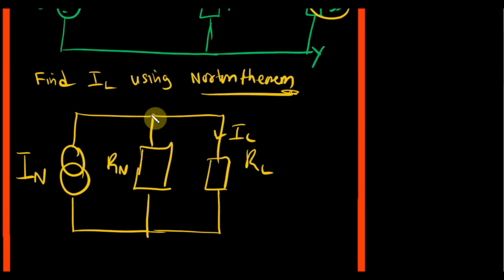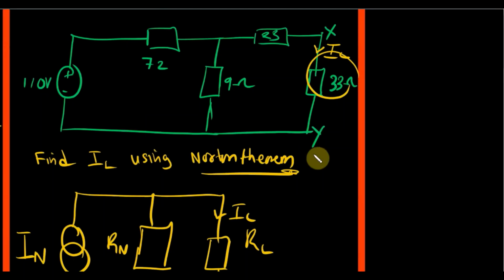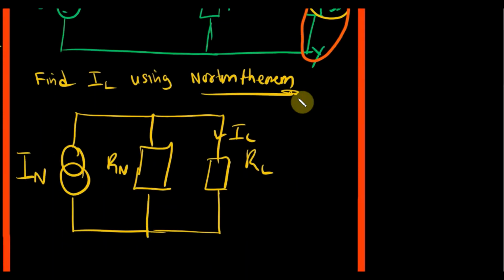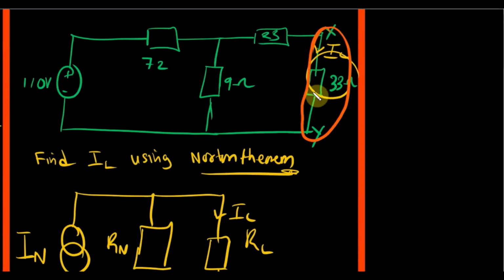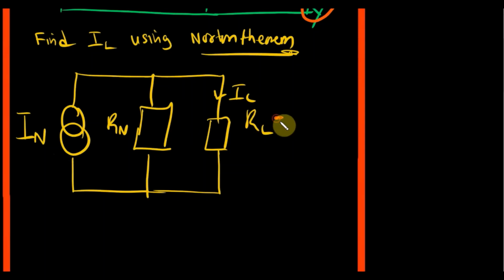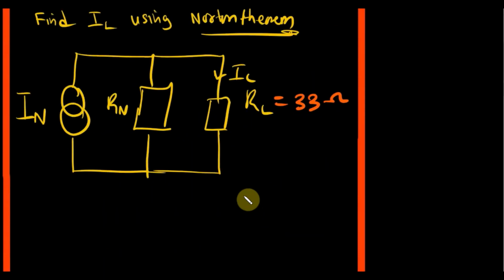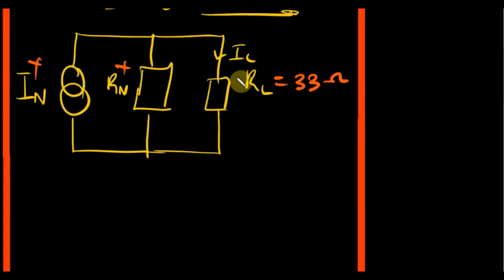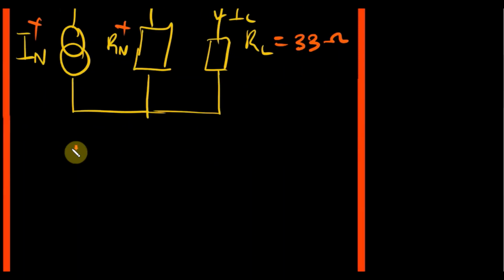Looking at our equivalent circuit, we can already see that we have our load resistor, my apologies, not load current, which is 33 ohms. We have that. We are missing R Norton and I Norton. So the steps that we are going to do will just be finding R Norton and I Norton so that we can evaluate our load current. Let's go ahead and do that, shall we?